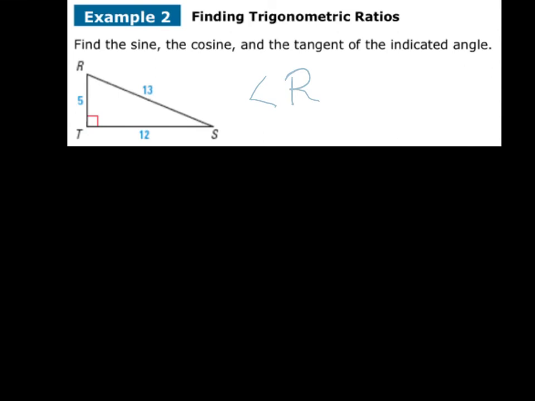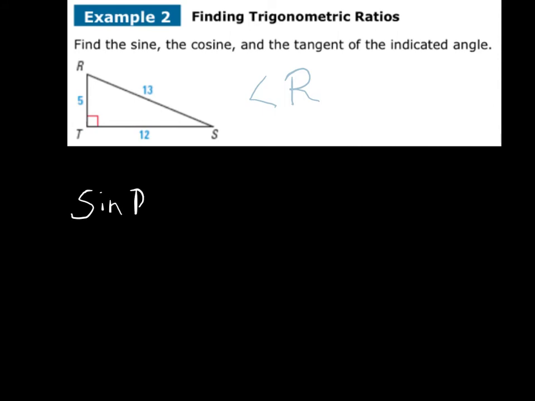Example 2 says find the sine, the cosine, and the tangent of the indicated angle, and we're going to do this for angle R. We want to find the sine, the cosine, and the tangent of angle R, and we'll give both the exact value, the ratios themselves, as well as a decimal approximation. If you want, pause the video right now and maybe give it a shot on your own. See if you can find sine, cosine, and tangent of angle R as both a fractional value and then a decimal, and we'll go to 3 decimal places. I'm going to do it now so you can come back and check when you're done.